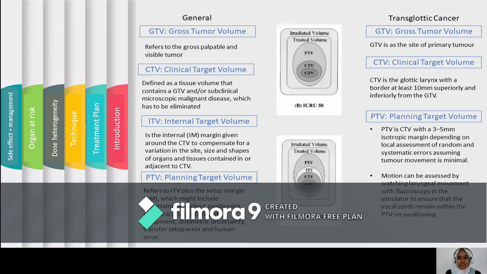In this case, PTV is CTV with a 3 to 5 mm isotropic margin depending on local assessment of random and systematic error, assuming tumor movement is minimal. Motion can be assessed by watching laryngeal movement with fluoroscopy in the simulator to ensure that the vocal cord remains within the PTV on swallowing.